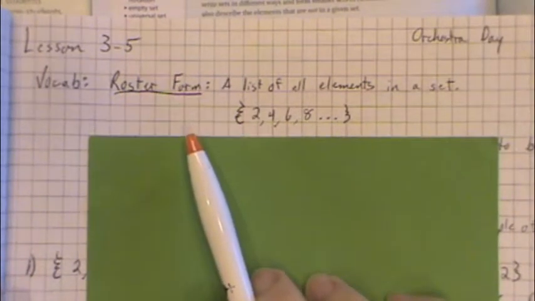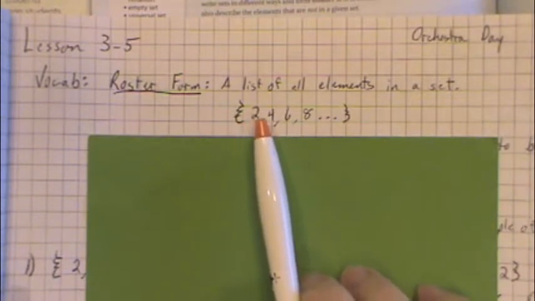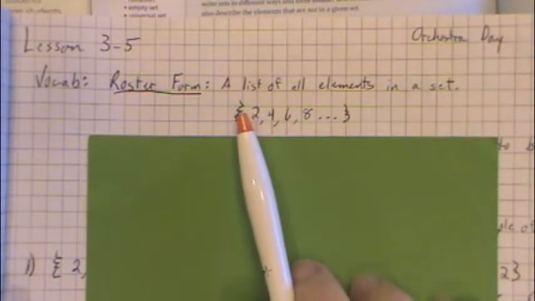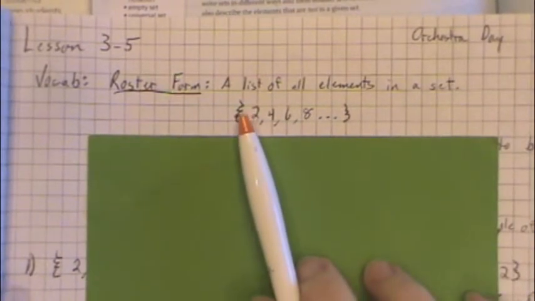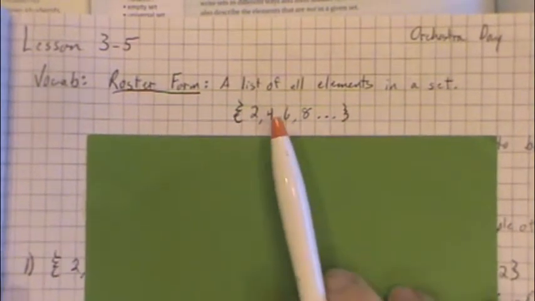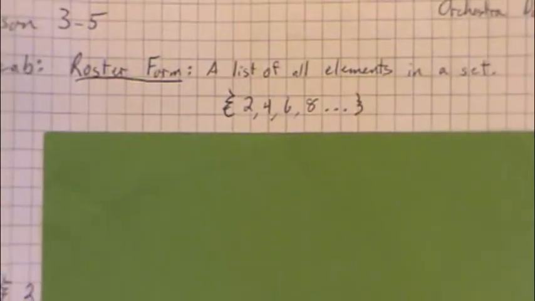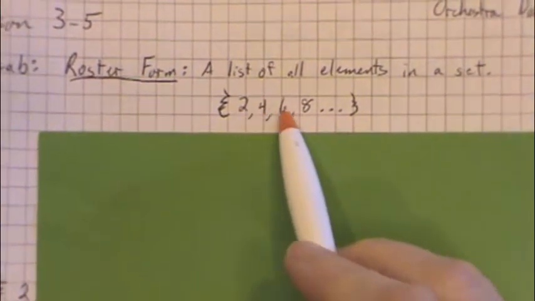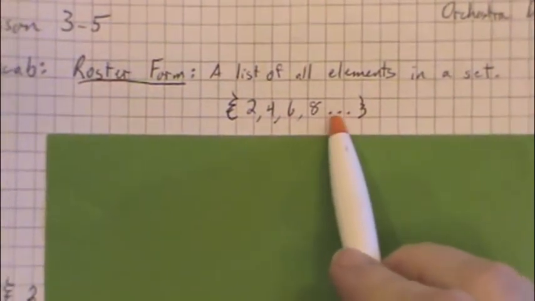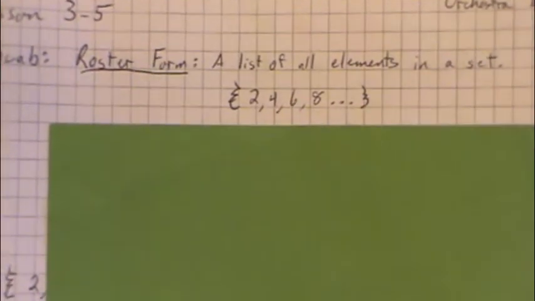Your first vocabulary word or phrase is roster form, and that is a list of all elements in a set. Notice that there are brackets on either side, and it's got to be that kind of bracket. You'll see that I had a little bit of trouble writing it. But anyway, it's just a list of the things in the set. These dots mean that the pattern continues. So in other words, this set has got even numbers in it.